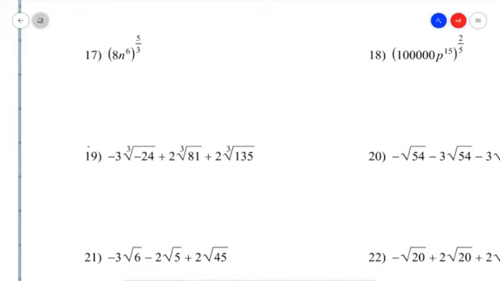Same thing on number 17. We're taking 8n to the 6 to the power of 5/3. So we're taking both of those to the power of 5/3. So we're going to take 8 to the power of 5/3, which is 32. And n to the power of 6 times 5/3, which is the power of 10. So we've got 32 n to the 10th power.